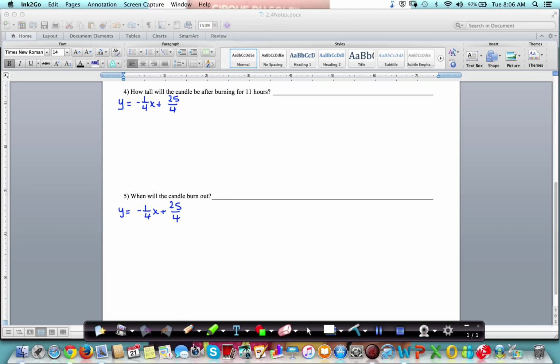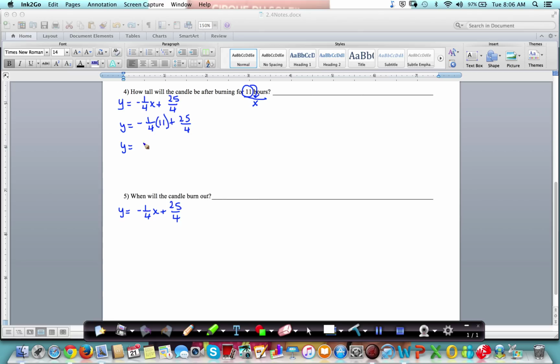Okay, question number 4. How tall will the candle be after burning 11 hours? Remember that the hours is our x. So we're going to be plugging 11 in for x, and then we're going to calculate it. This is a plug and chug, right? When x is 11, how much is y? That's essentially what it's saying to you. So we're going to go ahead and do some math here.